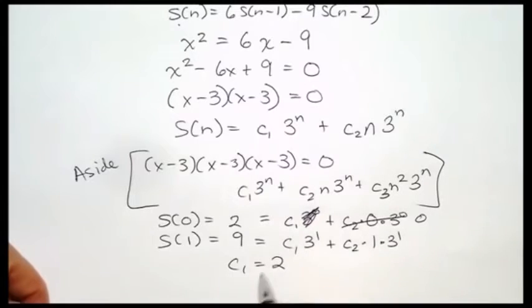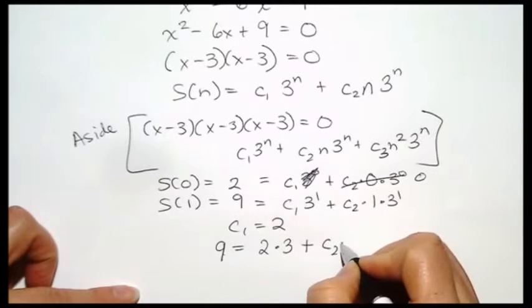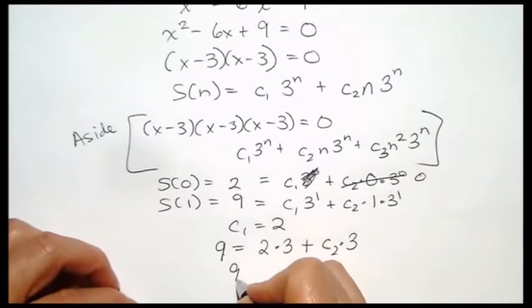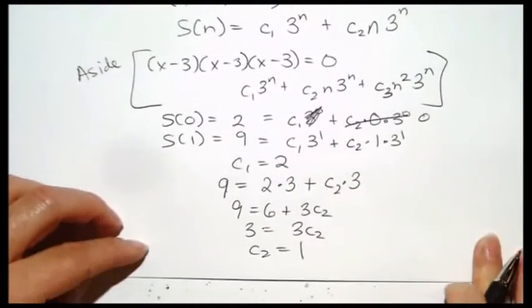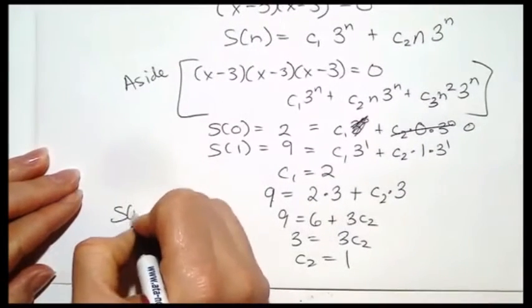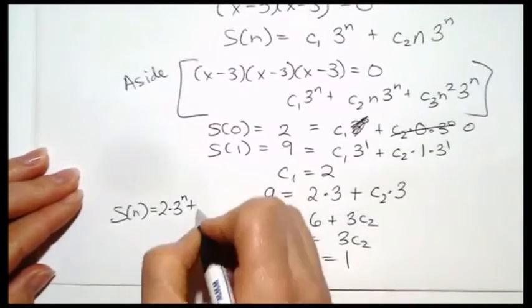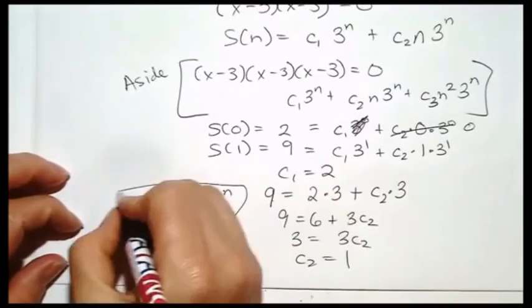And then I can plug it in. So we get 9 equals 2 times 3 plus C2 times 3. Okay, so 9 equals 6 plus 3 C2. 3 equals 3 C2, so C2 equals 1. So now I plug that back into my formula. And that's my final closed form.